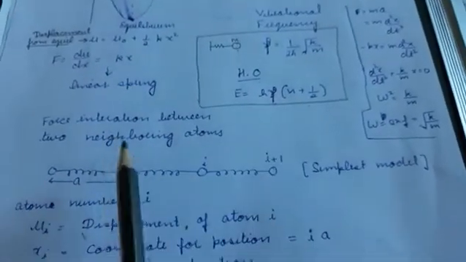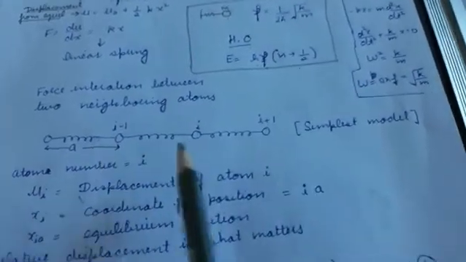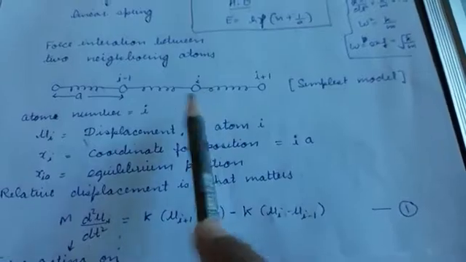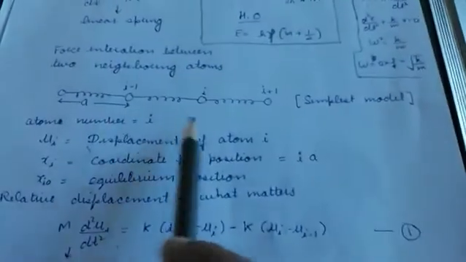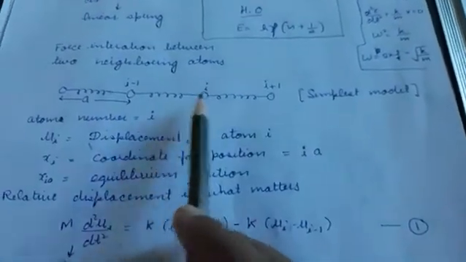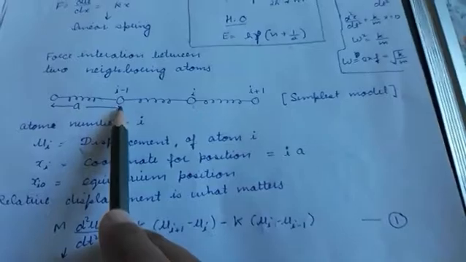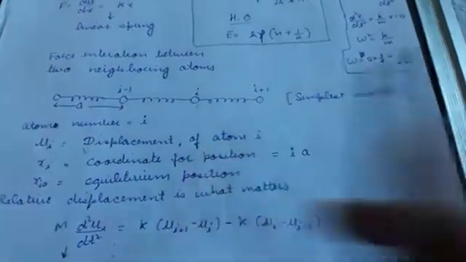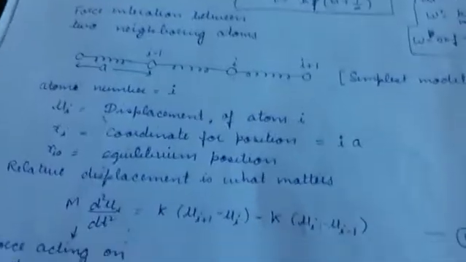So let us assume that we have a linear chain of atoms, and let us say that we are talking about this particular atom, and they are oscillating, vibrating with respect to each other. Let us try to find out the amount of force that will be acting on this atom i due to the atom i minus 1 and atom i plus 1. So i is just a number that we are giving to make the problem easier.